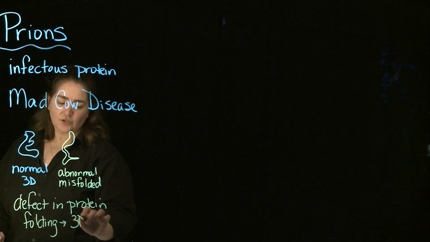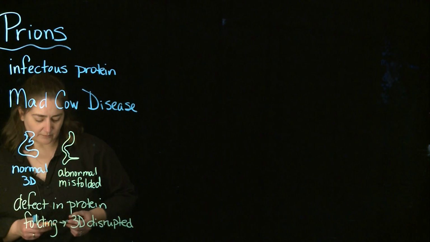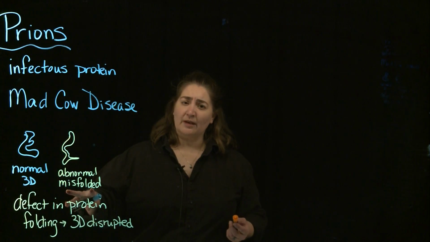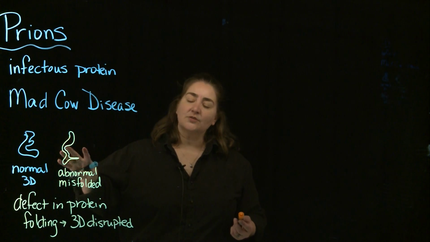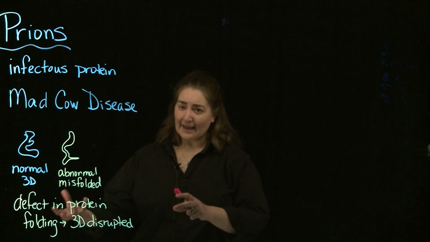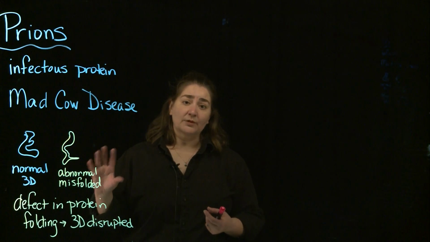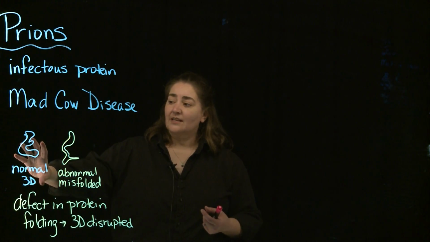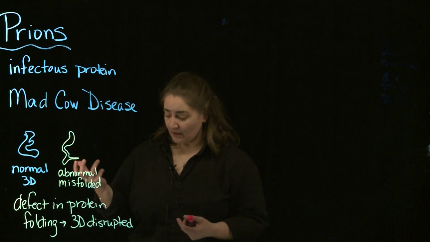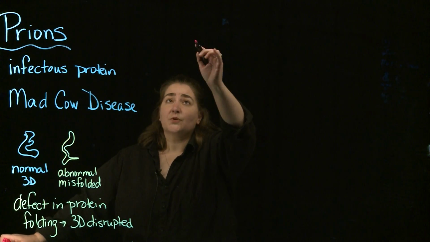So our three-dimensional shape is disrupted, all right? And once you've got a protein that's folded abnormally, it can cause other proteins within that cell to fold abnormally, all right? And that's kind of how prions propagate. It's a little bit different. And it still isn't really well understood what triggers that conformational change from normal to abnormal, okay? But the prions are going to be an infectious protein.